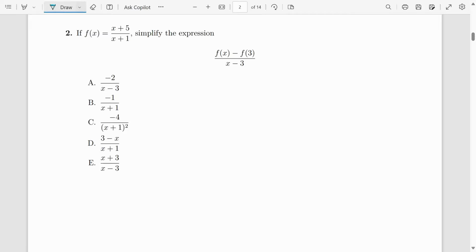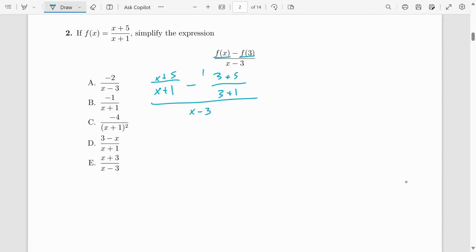Question 2, if f of x equals x plus 5 over x plus 1, simplify the expression f of x minus f of 3 all over x minus 3. Cool, this is just plugging in and simplifying. So f of x is just x plus 5 over x plus 1, minus f of 3, which is 3 plus 5 over 3 plus 1, all over x minus 3.